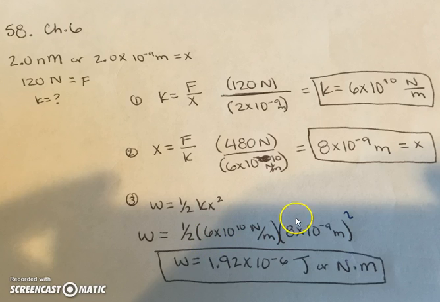And so we plug in our spring constant, 6 times 10 to the 10th newtons per meter, times 8 times 10 to the negative 9th meters, our compression length, squared, and this is all times 1/2, which gives us 1.92 times 10 to the negative 6 newton meters, or joules.